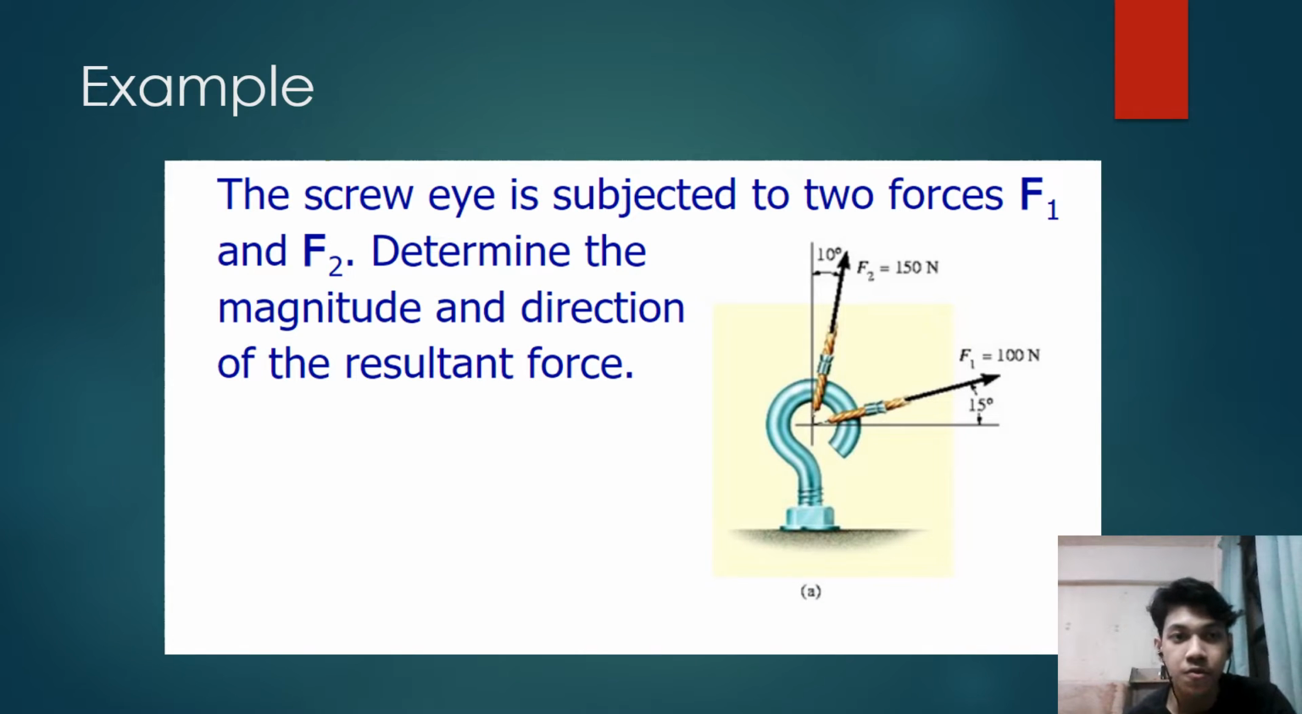Next, we are going to move to the example. The screw eye is subjected to two forces, F1 and F2. Determine the magnitude and the direction of the resultant force. So basically, this is the diagram.